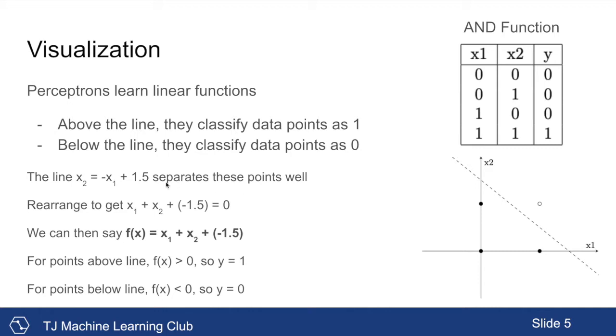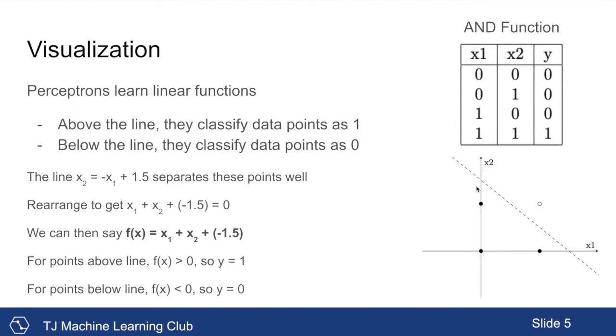So if we're trying to create a perceptron, we can just draw this line here. And this line seems to do a good job in separating all the black dots from the white dots. If we can output 1 for all the dots on this side of the graph, and a 0 for all the dots on this side of the graph, then we basically have a perceptron that has learned the AND function.